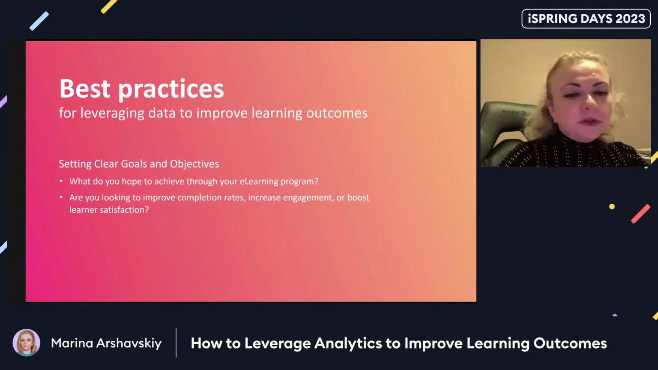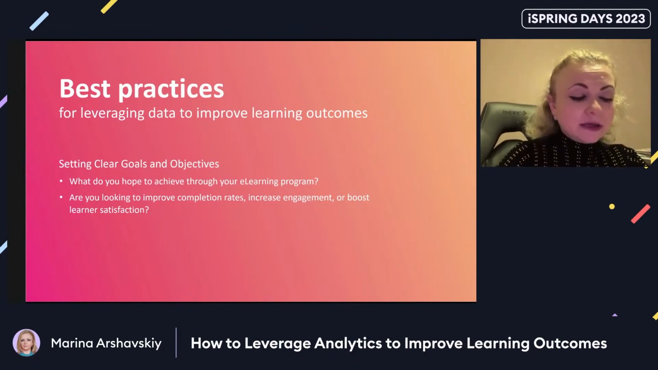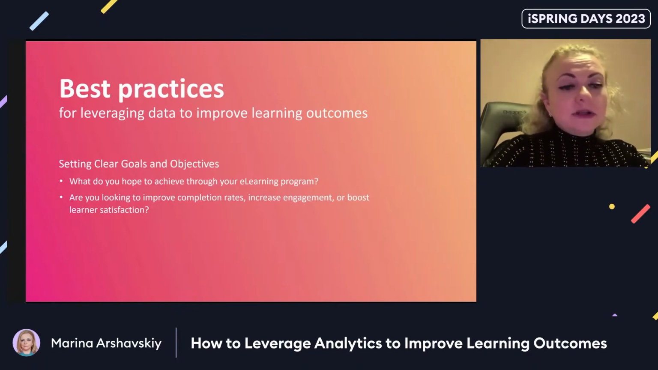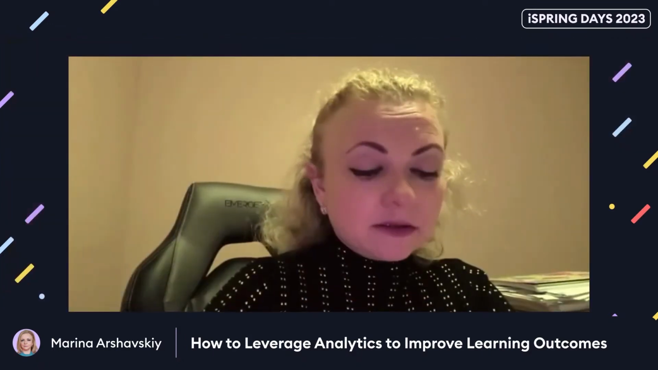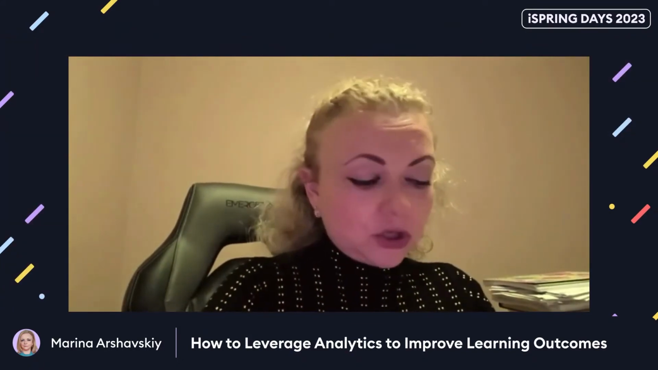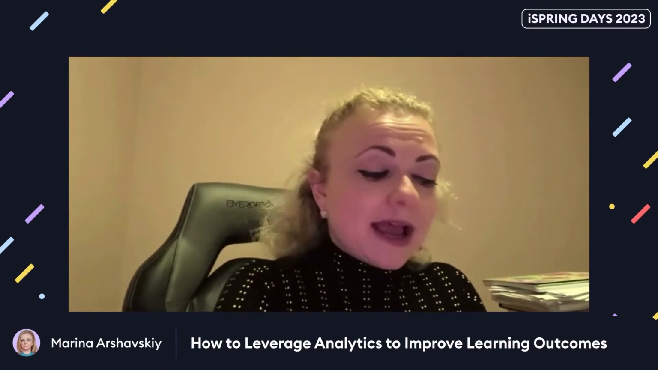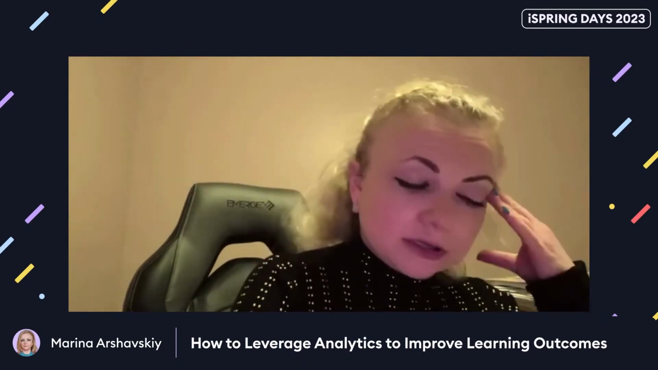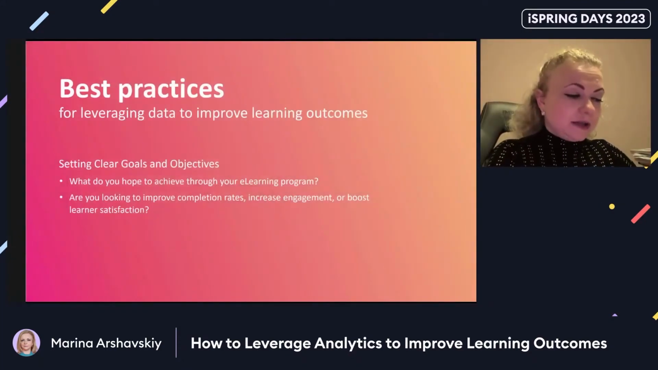So when it comes to e-learning analytics, there are certain best practices that can help you ensure that you're using data effectively to improve your learning outcomes. And these best practices include, like we just talked about, setting clear goals and objectives, choosing relevant metrics, and regularly evaluating and updating your strategy, your analysis. So the first step in any effective e-learning analytics strategy is, like I said, setting clear goals and objectives.